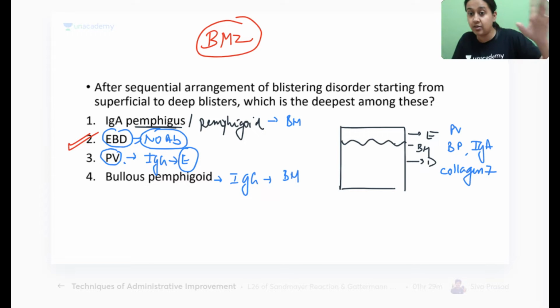Salman, that is what I'm trying to tell. The mechanobullous disorders, that is EB dystrophica, junctional and simplex, very important topic for your exam.